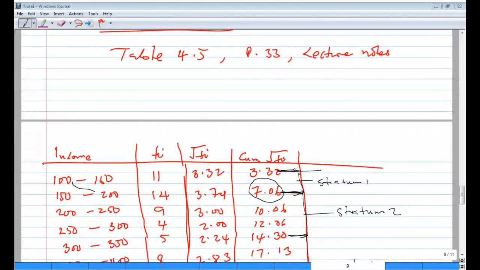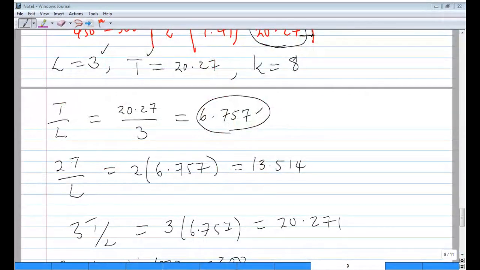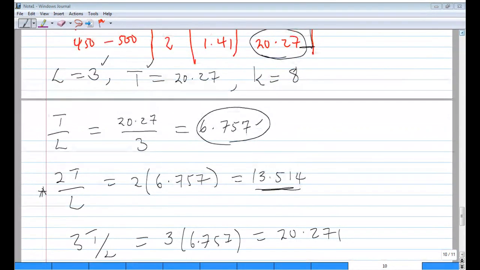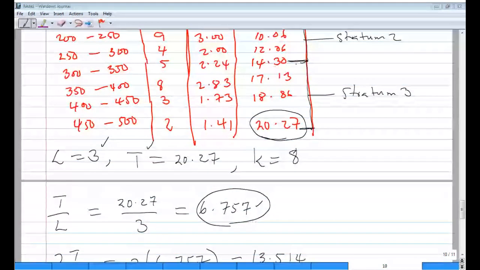The first one is this one. The next one is this one. Then we continue and use this formula now, 2T over L, which is 2 times 6,757, and the answer is 13,514. Then we look for the value again which is the closest to that one. Then we find that it is 14. Then we draw a bound next to 14.